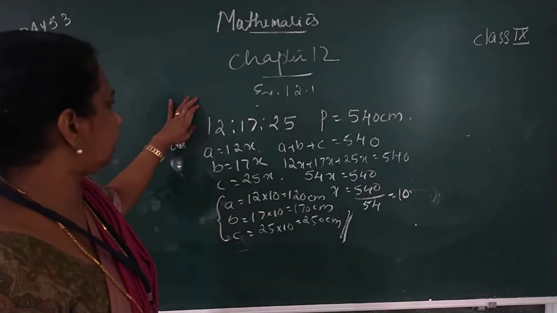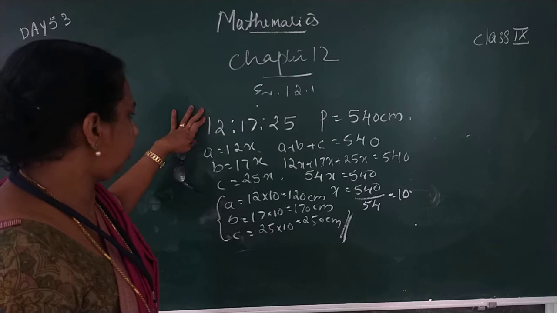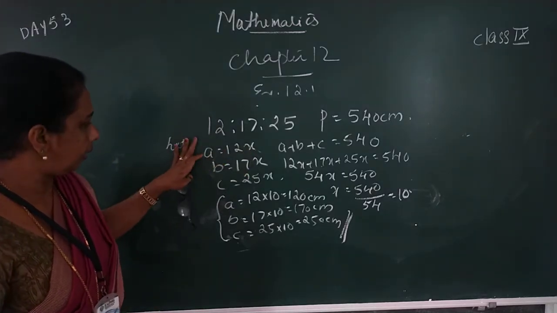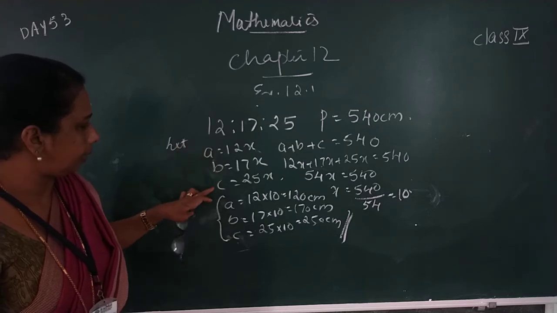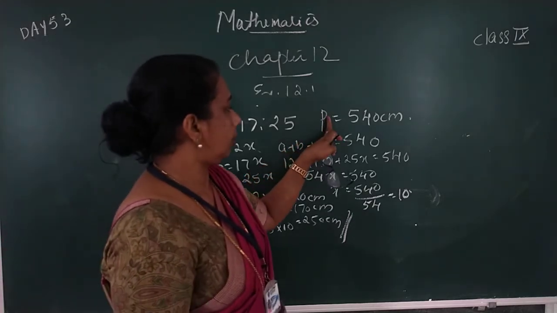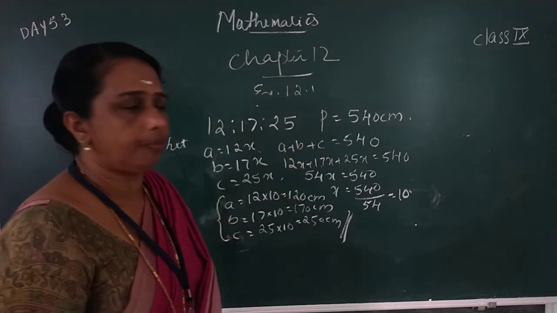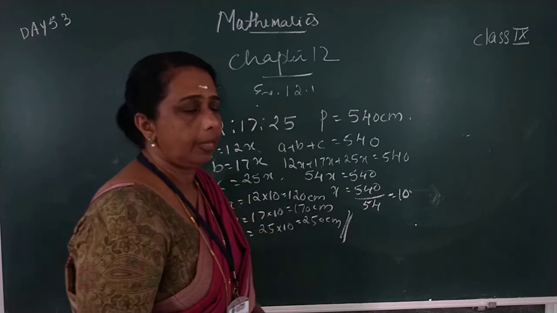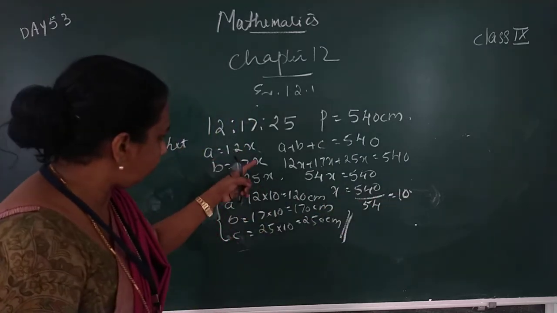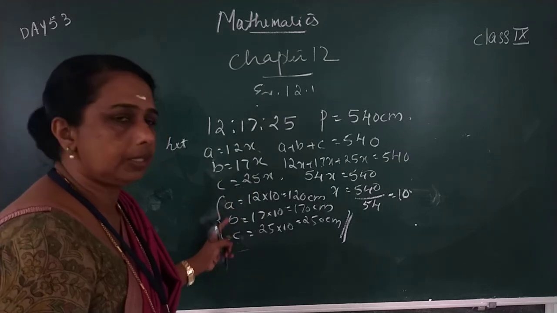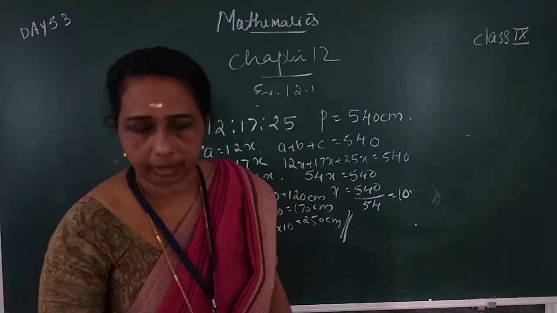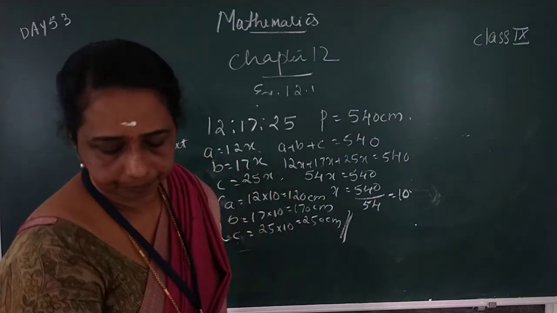Okay, the ratio is given. So we can take a common ratio x. Let the three sides A, B and C be 12x, 17x and 25x. And perimeter is given. We know perimeter is equal to the sum of the three sides, which is 540. We get x is equal to 10. Then substitute the value of x here. We will get the three sides' measurements. Then using Heron's formula, we can find out the area of the triangle. Okay.